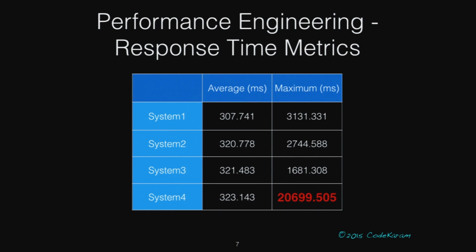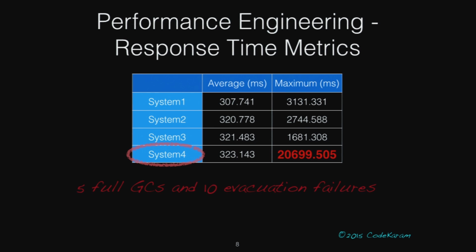All right, here you go. There was a problem, right? One particular GC, the maximum GC, took 20 seconds on system 4. Twenty seconds. On every other system, about 3 seconds was the maximum, averaging about 2.7 seconds, but one system took 20 seconds. Why was that? When I looked at the GC logs, I found there were 5 full GCs and 10 evacuation failures. I'm going to talk about full GCs and evacuation failures later, but I wanted to highlight something over here.